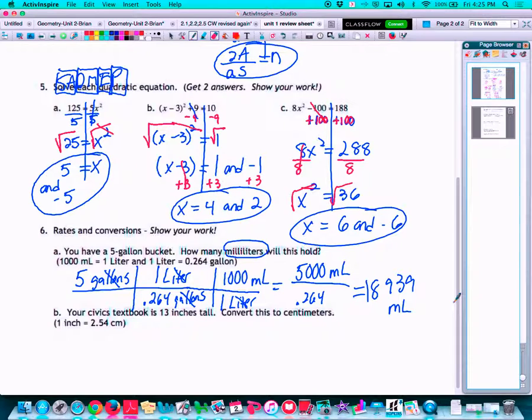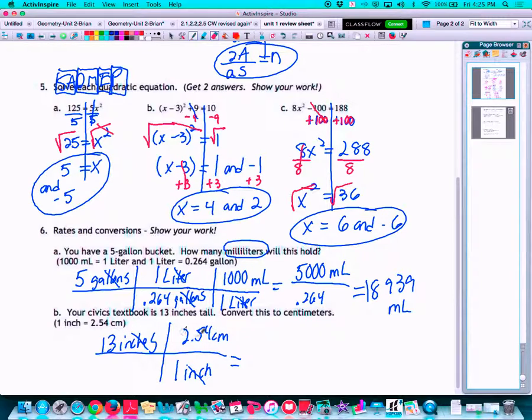Your civics textbook is 13 inches tall. Convert this to centimeters. Start off with our 13 inches, and we're going to convert that to something else, in this case centimeters. Let's look at our conversion. 1 inch is 2.54 centimeters. Whatever your unit is, remember, we cancel it out on the bottom, so that 1 inch part goes on the bottom. The 2.54 centimeters goes on top. Inches cancels out. Oh, this is a shorter problem. We got right to centimeters in one step of our conversion here, so now we do the math.